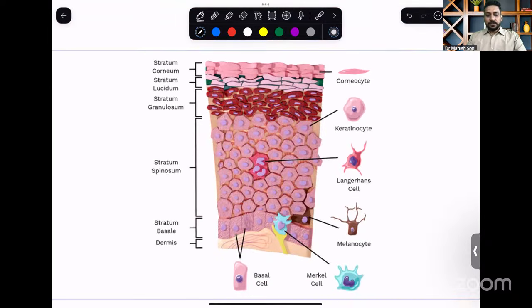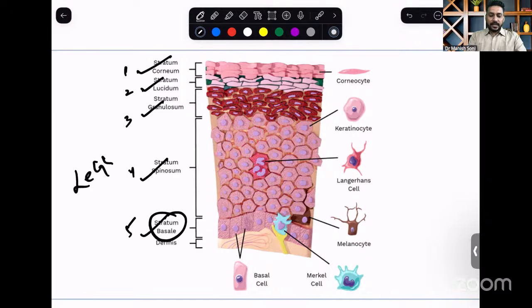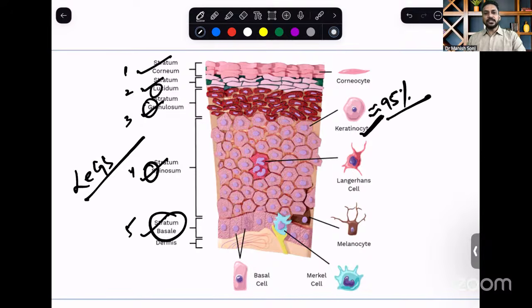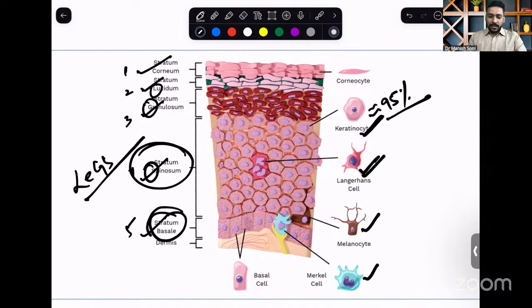These are the various layers of epidermis. As you can see, the topmost layer is stratum corneum, then lucidum, then granulosum, then spinosum, and then the basal layer. These are the 5 layers of epidermis, and this is their sequence. The first one is corneum, the last one is basal, and in between are lucidum, granulosum, and spinosum. The important cells present in these layers are keratinocytes, which make up around 95% of the cells forming epidermis. Then there are Langerhans cells, which are present in stratum spinosum, and melanocytes and Merkel cells, which are mainly present in the basal layer, the deepest layer of epidermis.